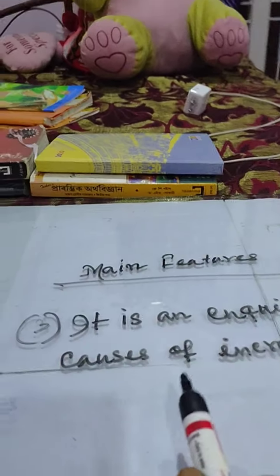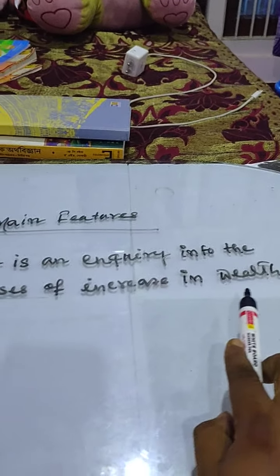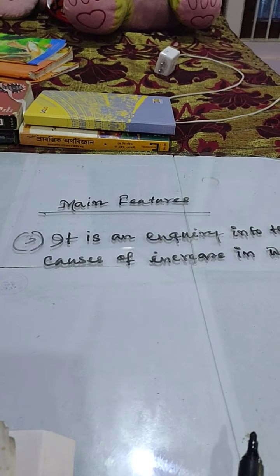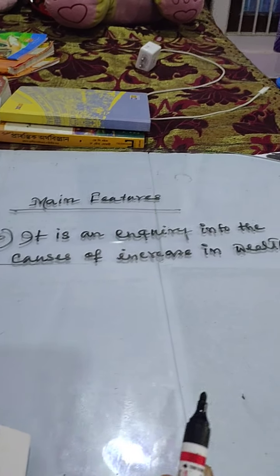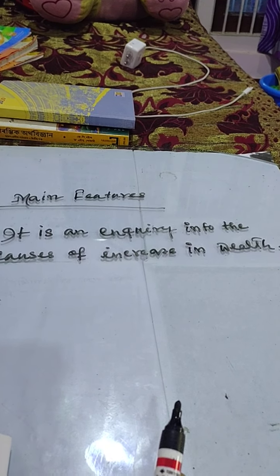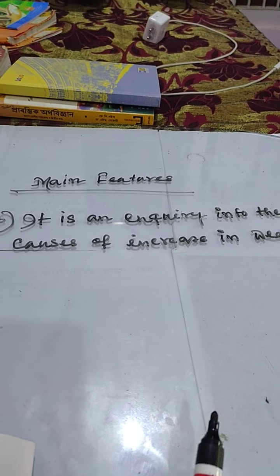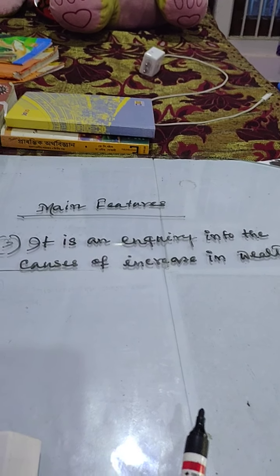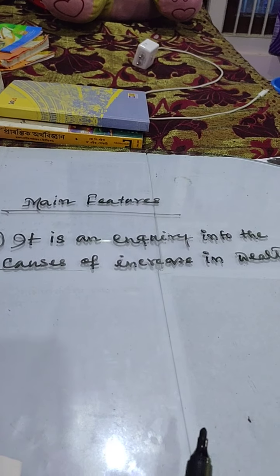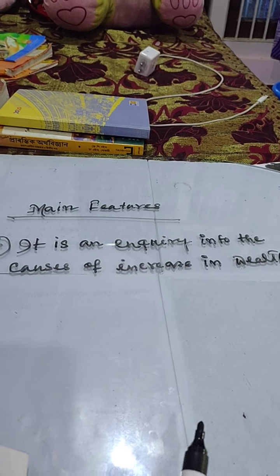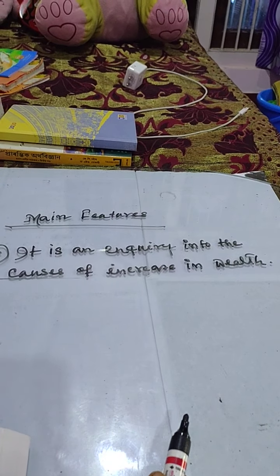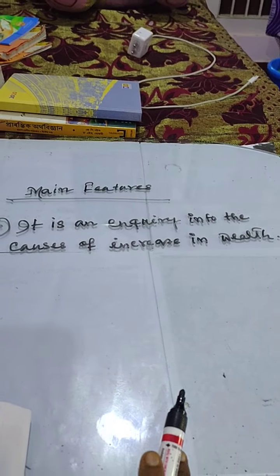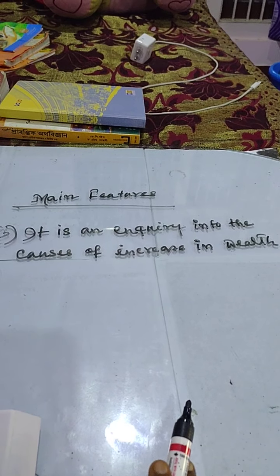Next, our third point, it is an enquiry into the causes of increase in wealth. What does it imply here? Economics is an enquiry into the causes of increase in wealth. That means, how can we increase the wealth in our daily life? It is an enquiry. That means economics will enquire about the causes of increase in wealth. What are the different causes through which we can increase the amount of wealth in our daily life?